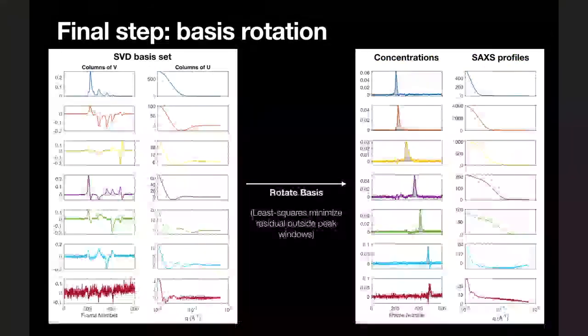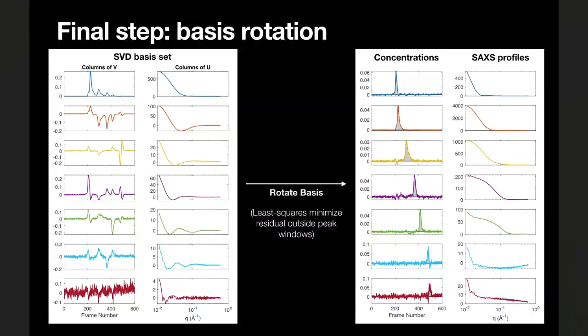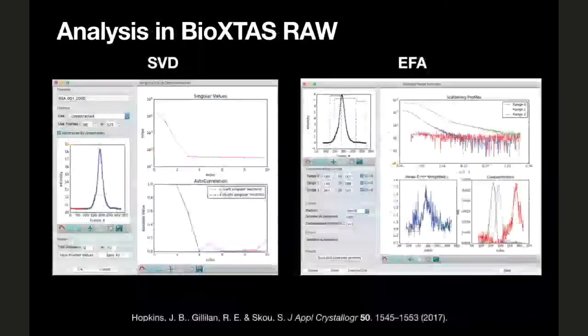And then the final step, once you have the windows, is to use those windows as a restraint to do a linear least squares fit. You can basically find linear combinations of these that satisfy those restraints, the restraint being that the concentration is non-zero only within the window. From that, you can get peaks and scattering profiles for each component. So that's the EFA method.